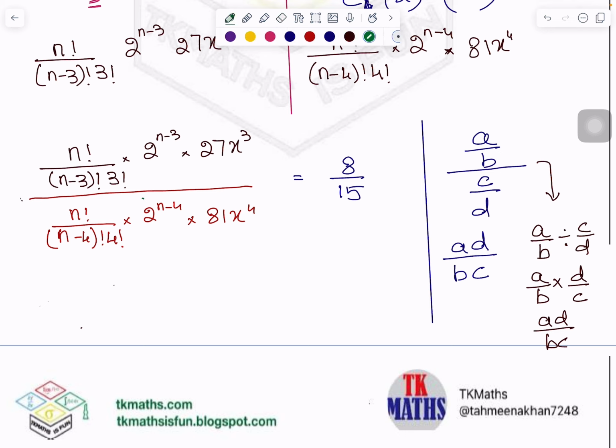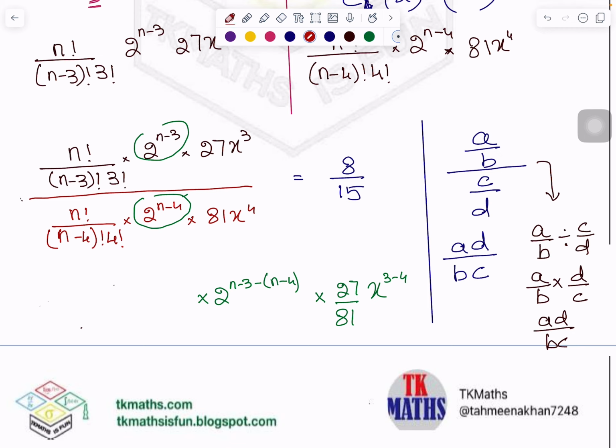If you see here, this and this have the same base, right? So if this power goes up, it will become 2 to the power (n minus 3) minus (n minus 4). Agreed? I'm just writing here, applying the law of indices. And otherwise I have 27 divided by 81 into x power 3 minus 4. I have applied the law of indices, and for the rest I'm writing stepwise to avoid any confusion.